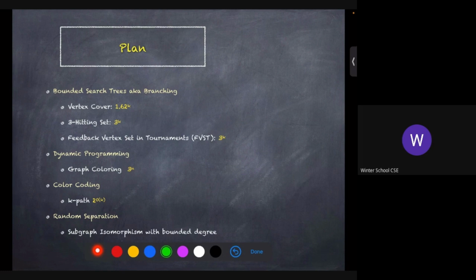And then the second, also very old technique, which comes from Bellman in the 1960s, is called dynamic programming. My example will be graph coloring. And then we'll come to more interesting and more funny techniques. Both methods are randomized. One is called color coding, and this is a very beautiful algorithm which solves the longest path problem. And then I will speak a little bit about another randomized method called random separation. That's the overview of my first lecture, and we will see how fast we can go with that.